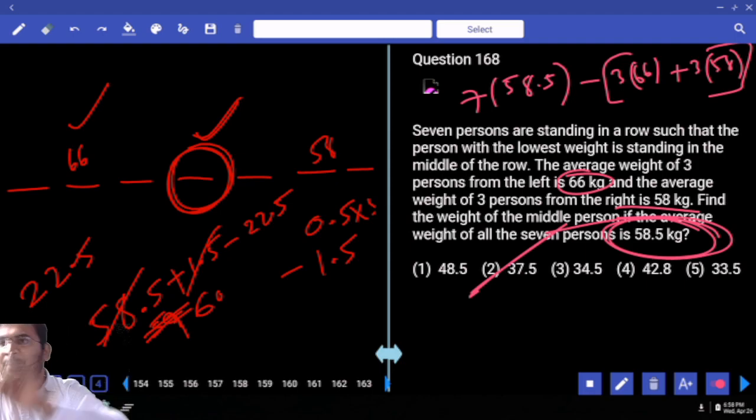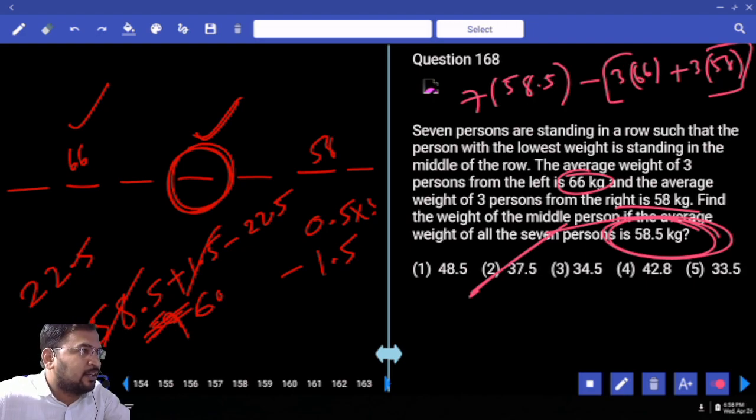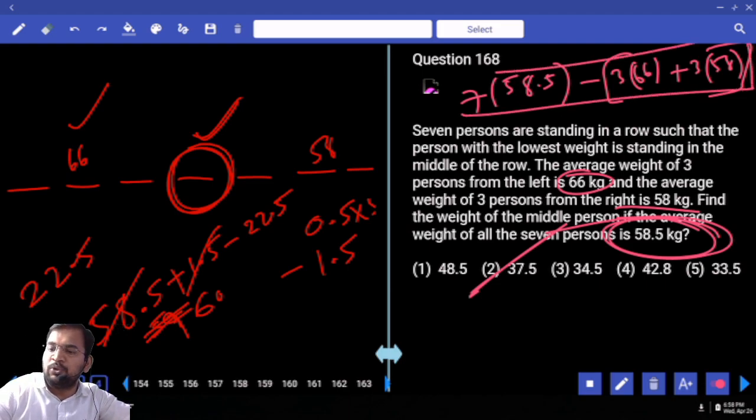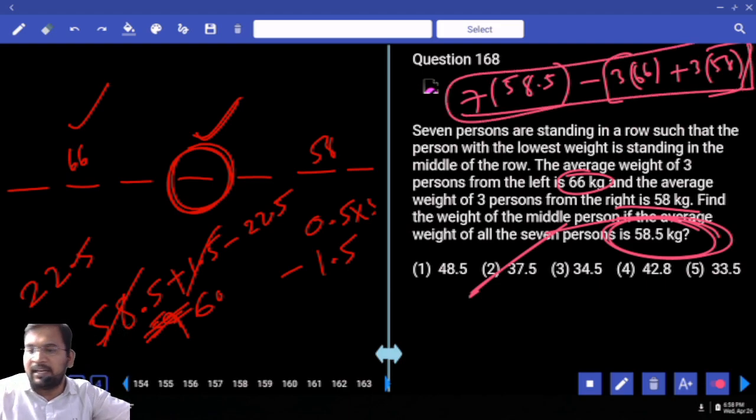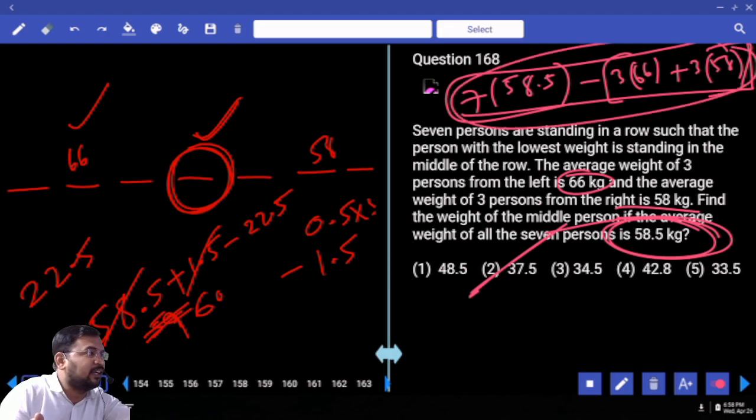Sir, why are you adding plus 1.5? That is less. That is the reason you have to add. Why are you subtracting 22.5, sir? That is more. That is the reason you have to deduct. Are you clear? After going home, do this and then you will get the answer. This is very easy. All of you clear?